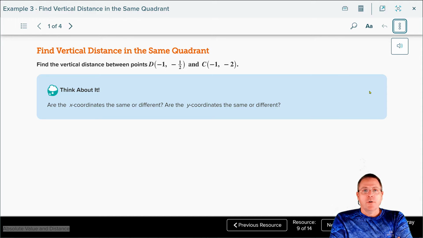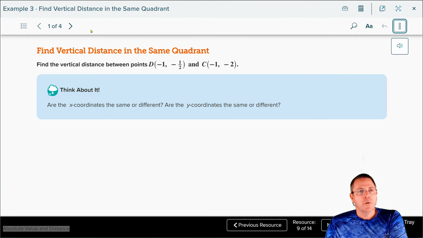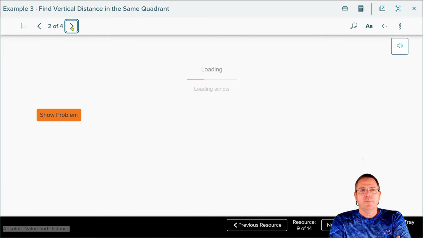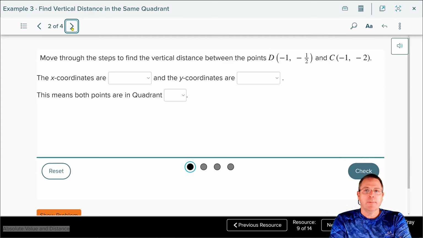Think about it. Are your x-coordinates the same or different? They're the same. Are the y-coordinates the same or different? They're different. So which one are you going to work with? You're going to work with your y-coordinates. But we need to figure out, are we going to add them or are we going to subtract them? And the answer to that depends on whether or not we're dealing with the same quadrant.